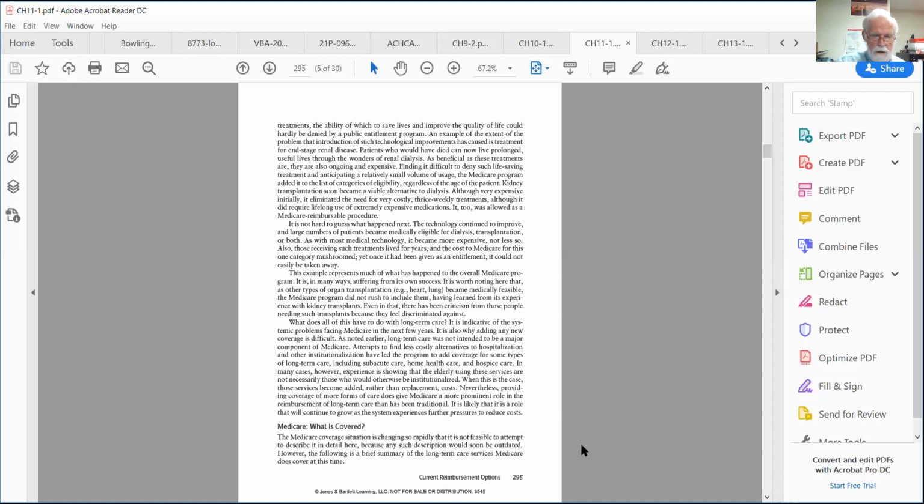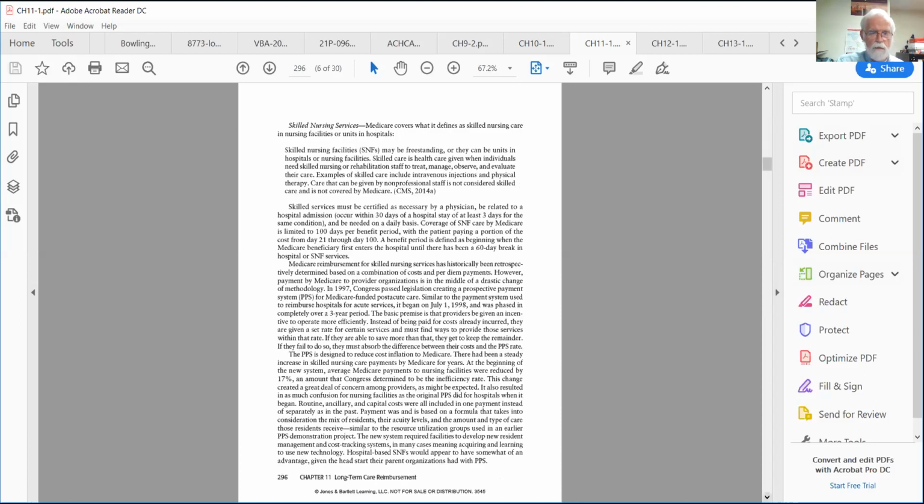But Medicare will cover some skilled nursing services. The skilled nursing facility, or SNF, can be paid for. The skilled care part is paid for, so there's a lot of payment for that. So non-professional staff is not considered skilled care and not covered by Medicare under federal regulations.